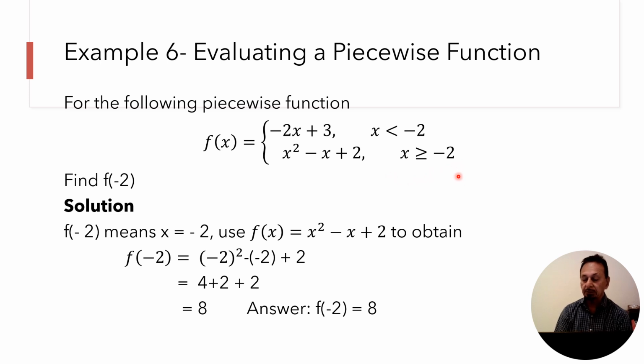So negative 2 is equal to negative 2, which is true. So therefore, to find f of negative 2, I'm going to use the equation f of x equals x squared minus x plus 2. And now substitute x equals negative 2. So this equation becomes f of negative 2 equals square of negative 2 minus negative 2 plus 2. Now we simplify. The square of negative 2 is 4. Minus negative 2 is plus 2, and plus 2. And so 4 plus 2 is 6, plus 2 is 8. So therefore f of negative 2 is 8.